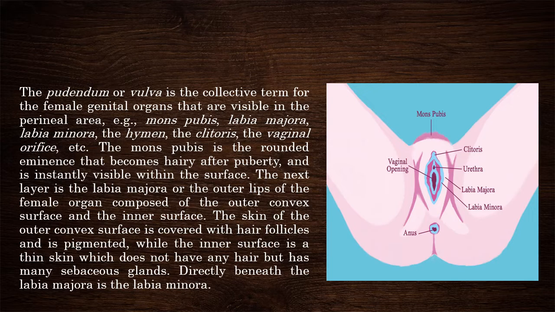Now, the mons pubis is that rounded eminence that becomes hairy after puberty and is instantly visible within the surface. The next layer is the labia majora, or the outer lips of the female organ, composed of the outer convex surface and the inner surface. The skin of the outer convex surface is covered with hair follicles and is pigmented, while the inner surface is a thin skin which does not have any hair but has many sebaceous glands. And directly beneath the labia majora is the labia minora, or the inner lips of the vagina.